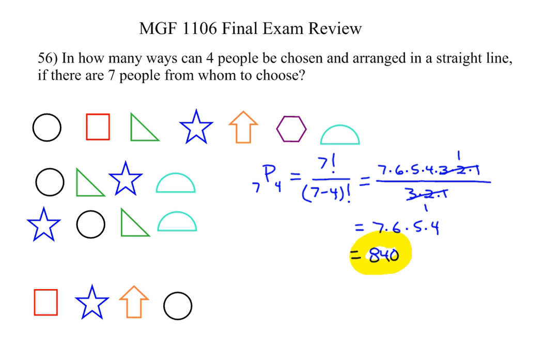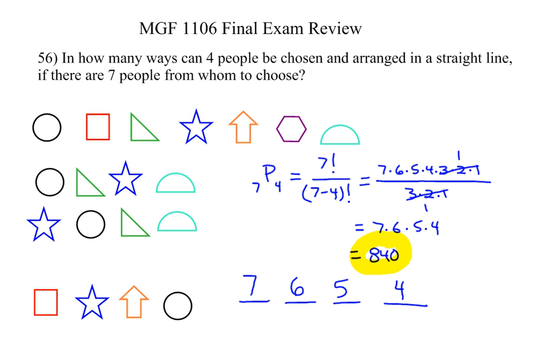Another way to think about this, with slightly different reasoning, is to let these 4 line segments represent the 4 people we're selecting. We ask ourselves, how many choices do I have for this first person? Well, there are 7 possible choices. Once I choose that person, there are 6 left for the second person. Once I choose that person, there are 5 choices left for the third person, and then 4 choices left for the fourth person.